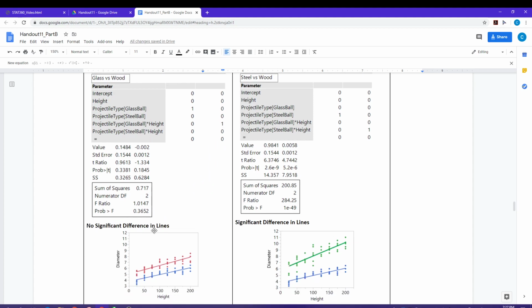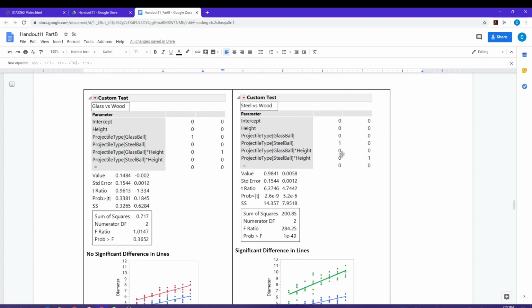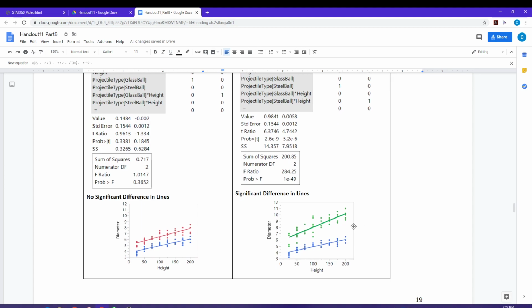The p-value is not less than 0.05 down here, so that means I do not have differences between these two types of balls. When I compare the wood ball to the steel ball, again I want to pick up, because I'm doing steel here, I want to pick up beta 3 and beta 5 and set those equal to 0. This p-value is highly significant, so I definitely got a difference in the effect between steel and wood here. So those two lines are definitely different than one another.